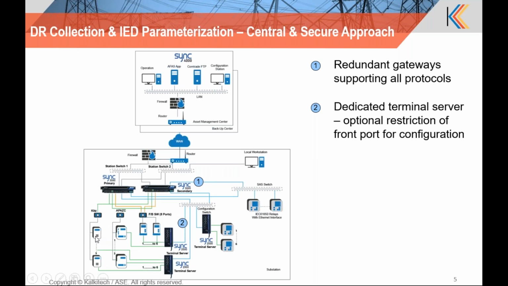But if the utility requires a separate mechanism, that is, a separate port for the DR collection and live data collection, and a separate port for the configuration management, that is the front port for the configuration management, that can also be done using terminal servers connected on the front port of the relay. But this is not a mandatory case at all. If there is a requirement, there can be an optional port for the configuration.